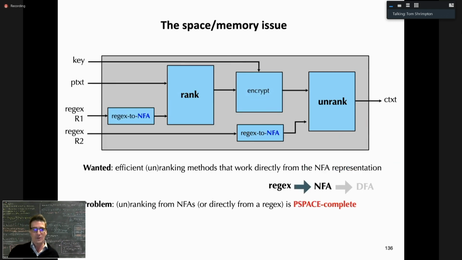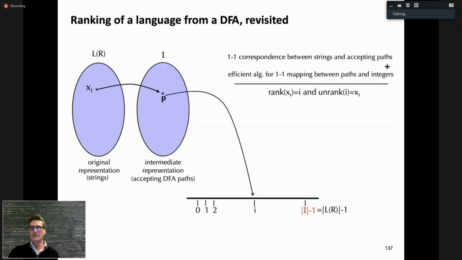So what we wanted really was not to convert regular expressions to DFAs. We'd like to stop just at the NFA step if possible. We wanted to have efficient ranking and unranking from the NFA as opposed to the DFA to save this table size blow up issue. The problem is that you can show that ranking or unranking from NFAs or directly from a regular expression is actually PSPACE-complete. So it appears that we're just dead in the water with this approach. But maybe not quite.